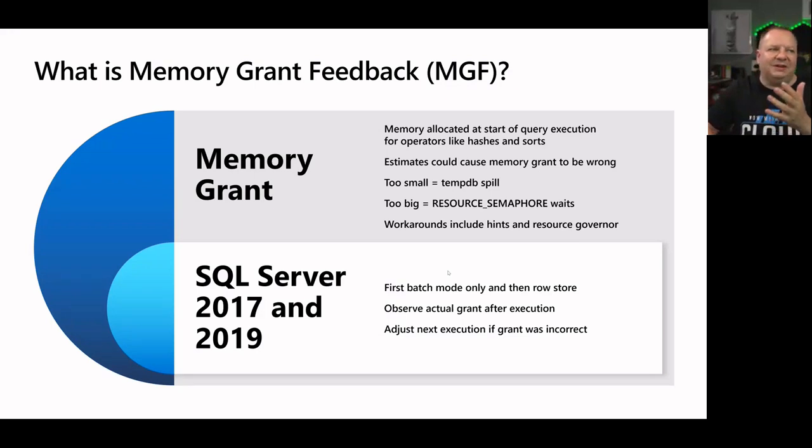Now in SQL Server 2017 and 2019, we improved that. We started using batch mode a little bit. We got an observation of how much grant was actually being used, and then we might adjust the next execution if that was maybe too low. So these things started to improve, and that was the intelligent query processing engine improvements that came in with that. Okay.